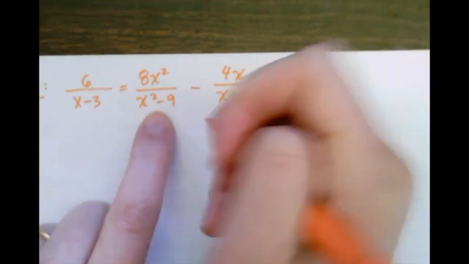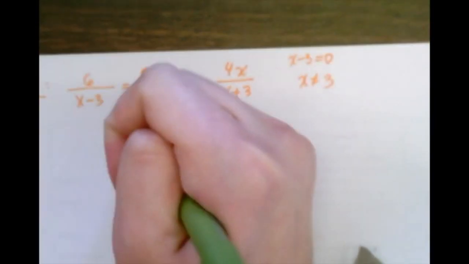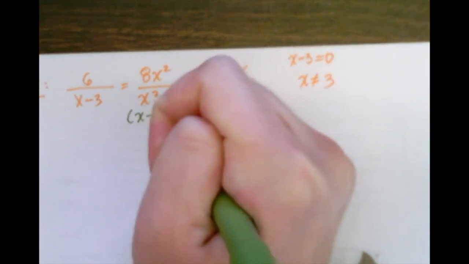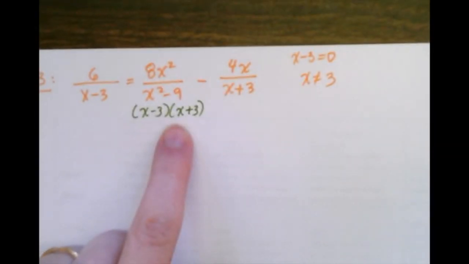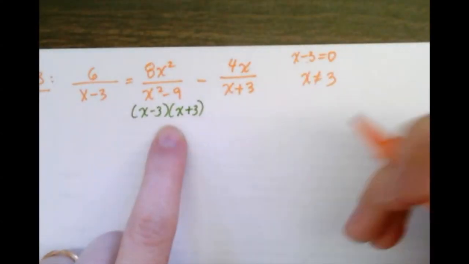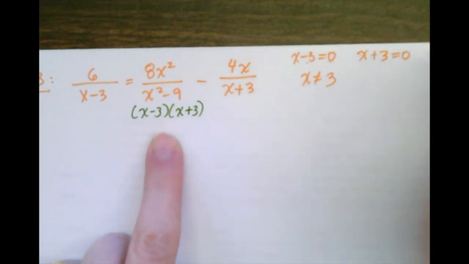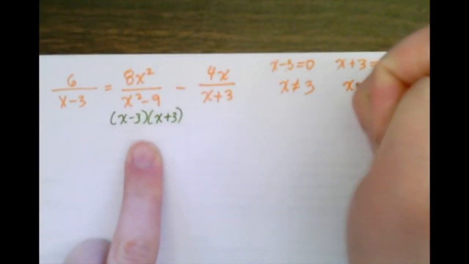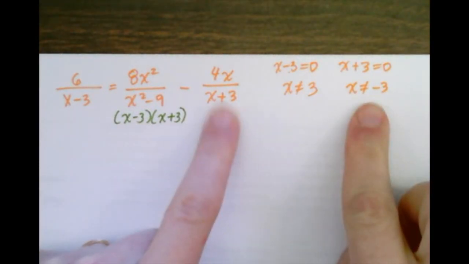X squared minus 9, I'm already thinking about the fact that that factors into x minus 3, x plus 3. So then what values of x could this not equal? Well, the same one I had here, it can't equal positive 3, but then it also can't equal negative 3 from the second factor. And that's the same one I get here, right?